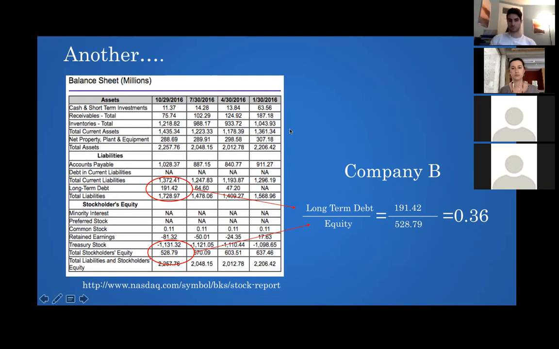Company B. Depends is a great answer. All right, so let's just go over to the next one.